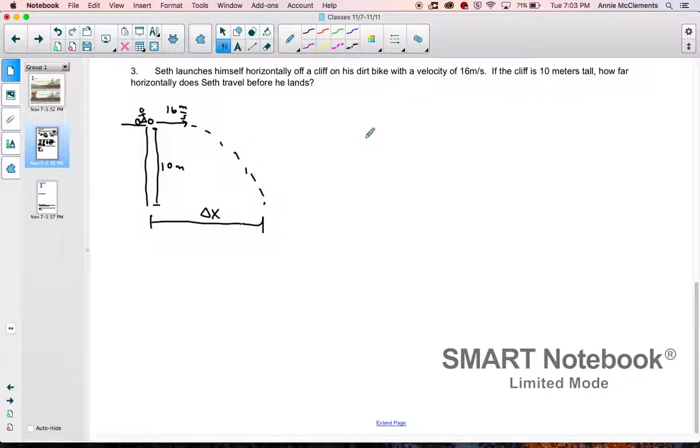All right, so where do we start, right? Good place to start is to write, what do we know and what are we missing? So in the x direction, right, we know we follow CVM. We have actually our Vx, right? His initial velocity of 16 meters per second is all going horizontally, none of it's up or down, so we can use that as our Vx. We don't have delta t, and we don't have delta x, right? And delta x is our big question mark, right? That's going to answer the question. But we need to find delta t in order to find delta x.